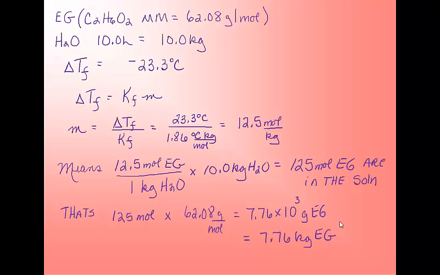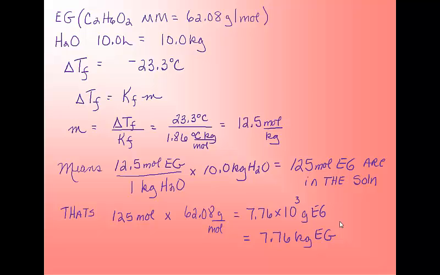What we're looking for is the mass of ethylene glycol in the solution. So what I did first was I wrote down everything I had. Notice that ethylene glycol is not an ionic salt, it is a molecular compound. So we don't have to worry about it affecting the temperature change like an ionic compound does. I don't have to double it or triple it or anything like that.